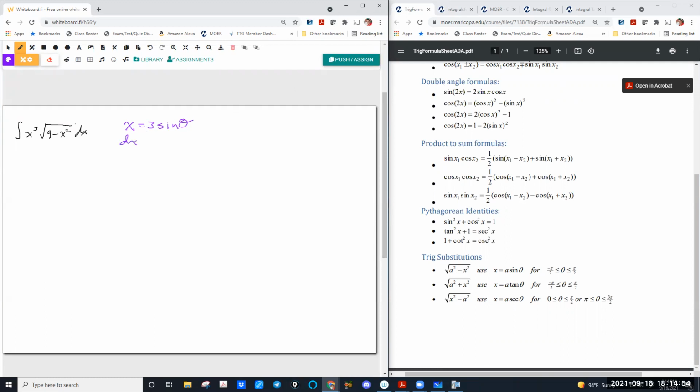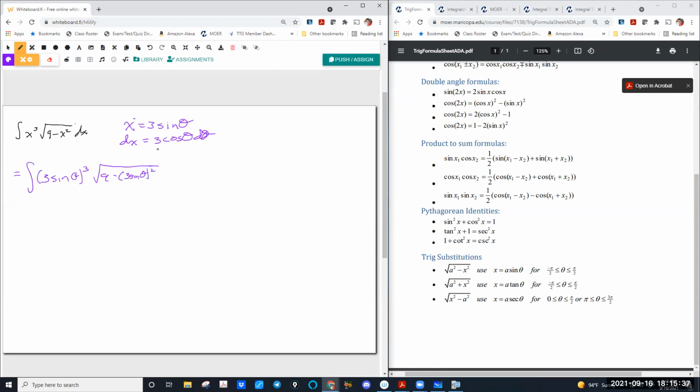The second thing you do is you find your dx. It is the derivative of whatever you have here. So it's 3 cosine theta d theta. Again, this is a forward substitution. I don't have to make anything fit. I actually literally just plug things in. So my x is going to go in for the x's. So I have 3 sine of theta cubed, square root of 9 minus 3 sine of theta squared.